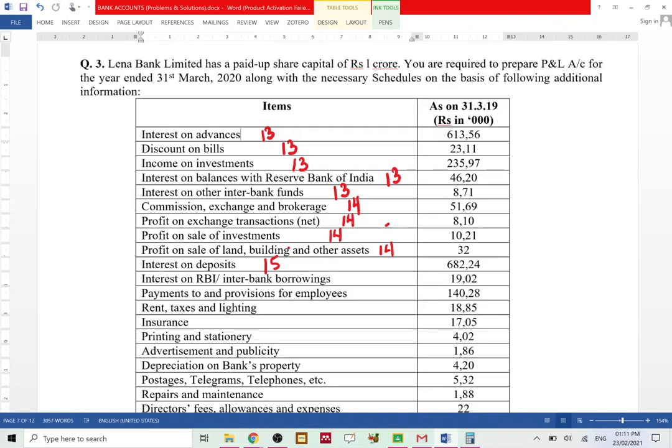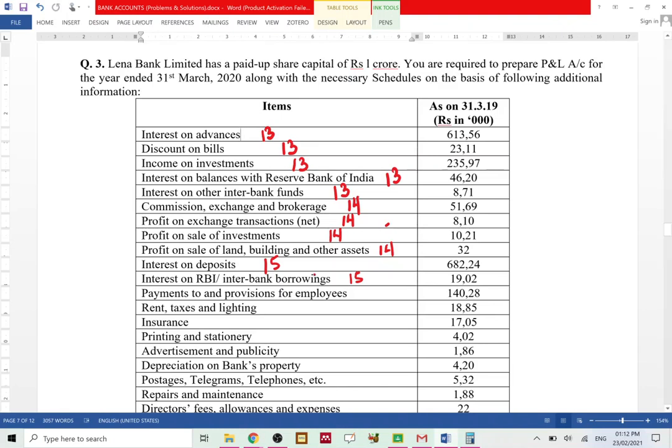Very good. Then interest on RBI or interbank borrowings, income or expense? Expense. Very good. Interest expended because just like I said, sometimes we give money to RBI or to other banks. Same way we could also borrow money from RBI or other banks, right? Banks do that all the time. They take money from RBI to meet sometimes their cash shortages. So that will be interest paid to RBI and other banks. Fine. So that will be interest expended.